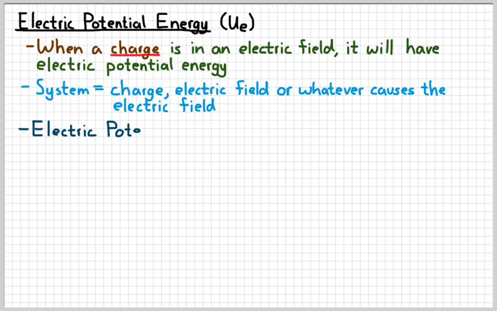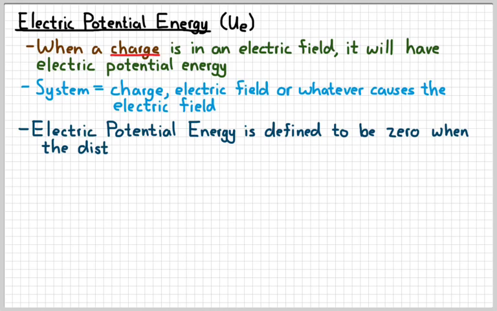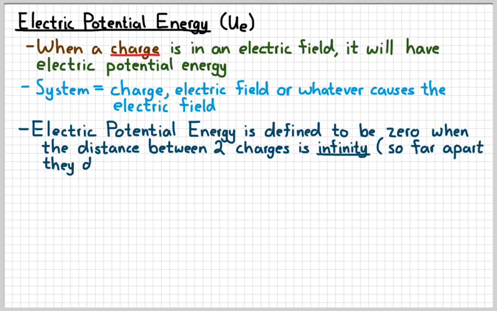A really important note is that we define the electric potential energy to be zero when the distance between the charge we care about and whatever is creating the electric field, so the two charges basically, is infinity. Now, infinity is a tricky term. I'm going to define it as being so far apart that they don't really affect each other. That's what infinity means for us.